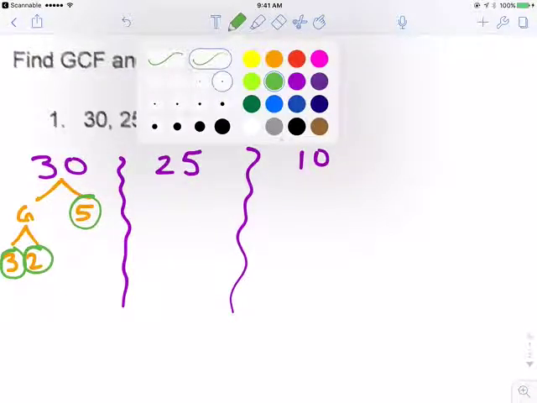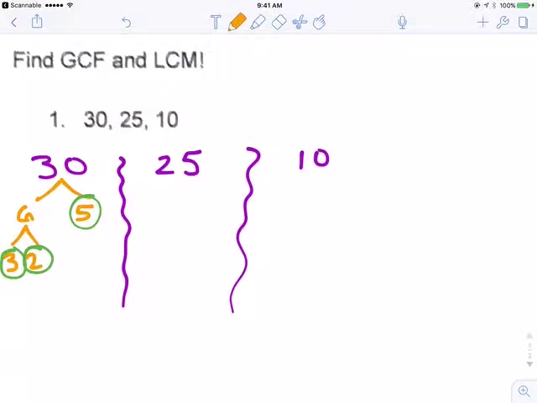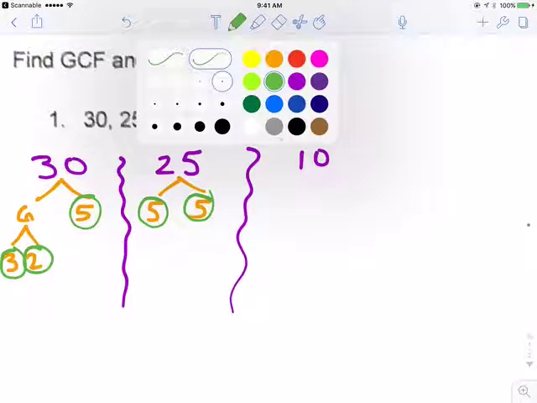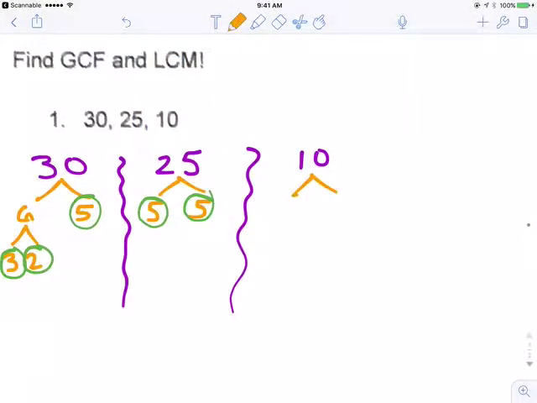So we got those. Same thing with 25. How does 25 break down? Prime factorization. 5, 5, right? You see where we're going with this? All right. It's going to be nice. Guaranteed to like it even more than yesterday. 10? 2 and 5, right? Those are prime. 2 and 5.